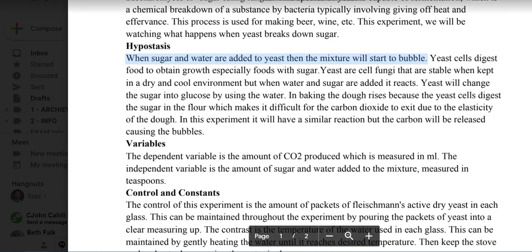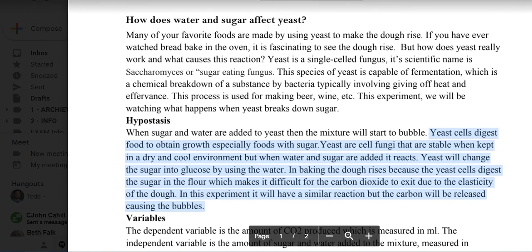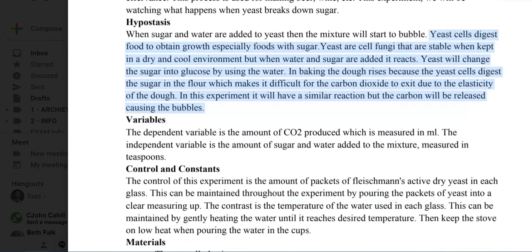And your explanation, yeast cells digest food. Okay, so this is a basic explanation here, but most of this is probably relatively common knowledge. I would say, again, make sure you dig into some reference here and put most of this in your background research and tie up a little bit of your background there right after the hypothesis.